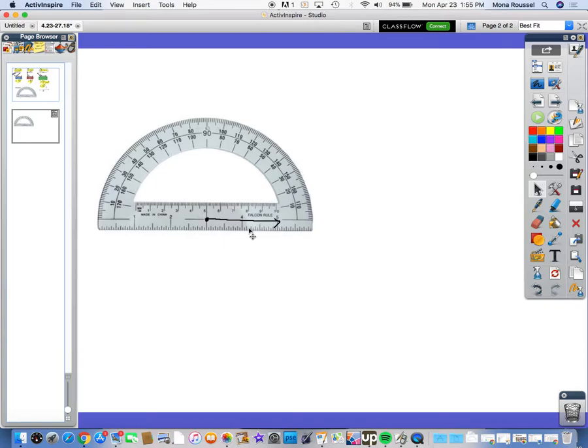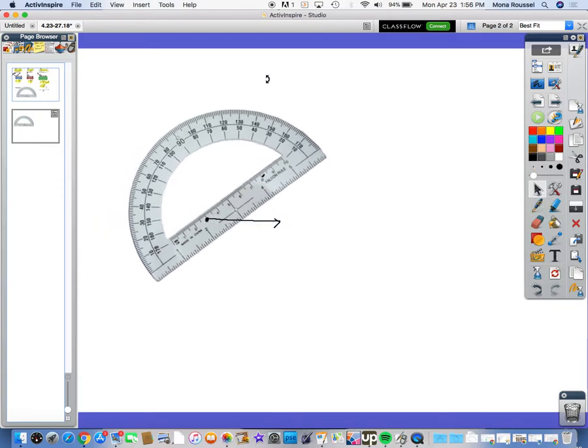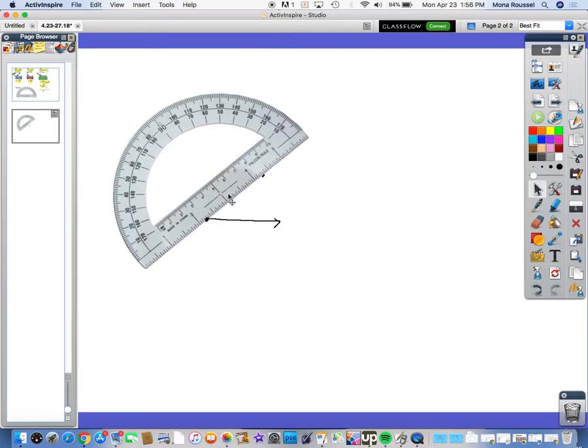Now if we want to draw a 40-degree angle, our bottom ray is pointing to the right, so we're going to start counting using this set of numbers. 10, 20, 30, 40. Stop at 40 degrees and make a little mark there. Once we do that, we can take our protractor and line it up so that the mark we made lines up directly with this vertex, and we can use the straight edge of our protractor to draw the other way.